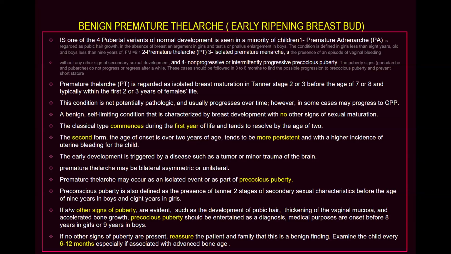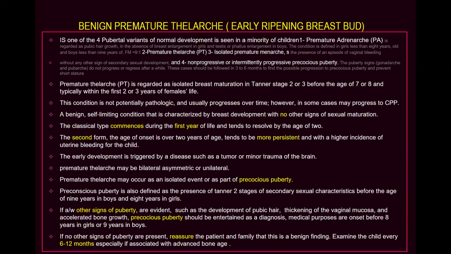Usually it progresses over time, then it regresses if it is not pathological, if it is not related to precocious puberty, okay? It is self-limiting. There is no sign of sexual maturation. The classic type commences in the first year, okay? And the second, the age of onset, is usually after 2 years of age, and it persists more. And it is associated with a higher incidence of uterine bleeding, okay? And ovarian cysts like that.